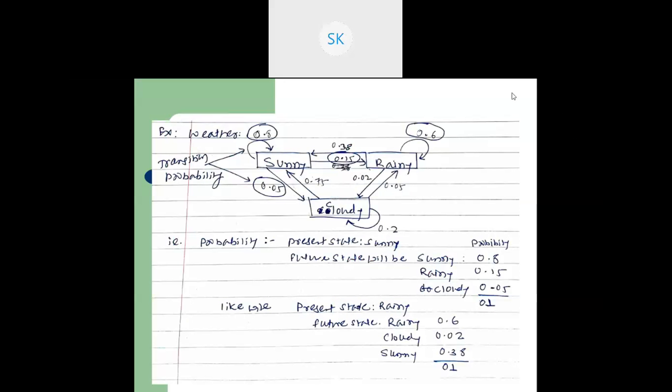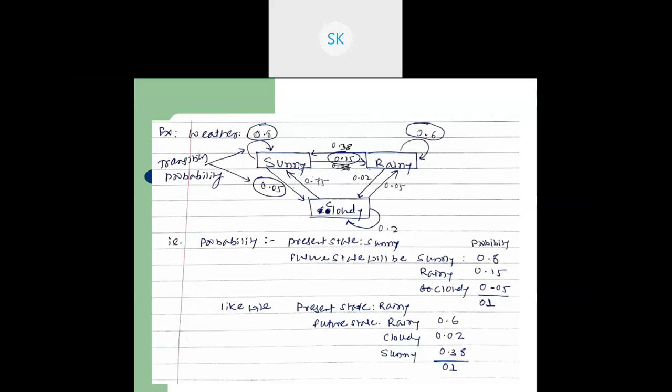Okay, so now we'll move to one example for a better understanding. We have three states: sunny, rainy, and cloudy. These are our three states: sunny state, rainy state, and cloudy state. Now, if you observe the arrowheads, I told you this is the transition probability. 0.8, that is from sunny to sunny. State sunny to state sunny will be 0.8. As I told you, the probabilities add up to 1.